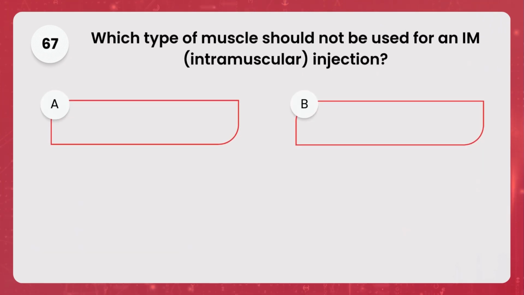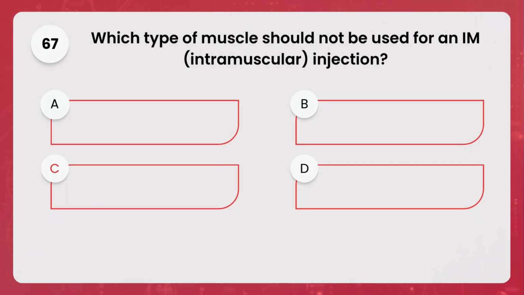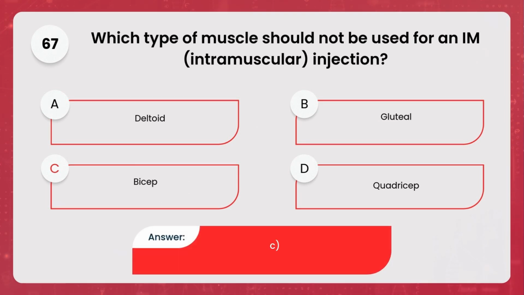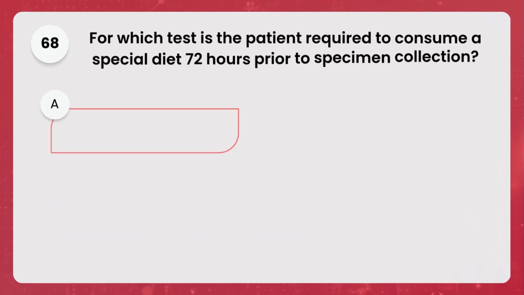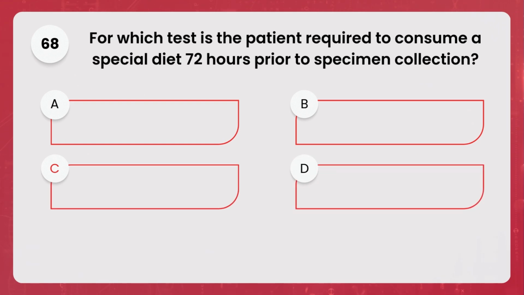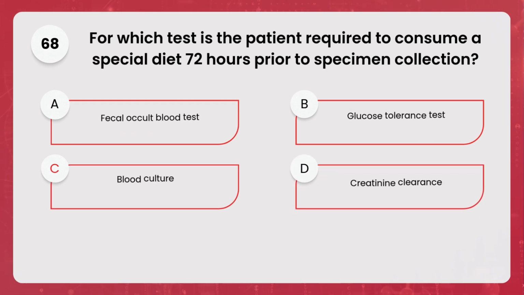Number 67. Which type of muscle should not be used for an IM, intramuscular injection? A. Deltoid. B. Gluteal. C. Bicep. Or D. Quadricep. The answer is C. Bicep.